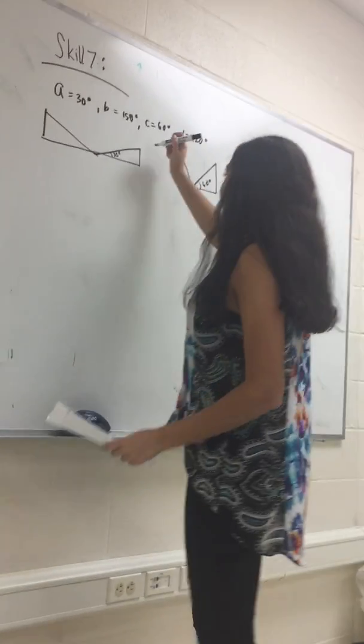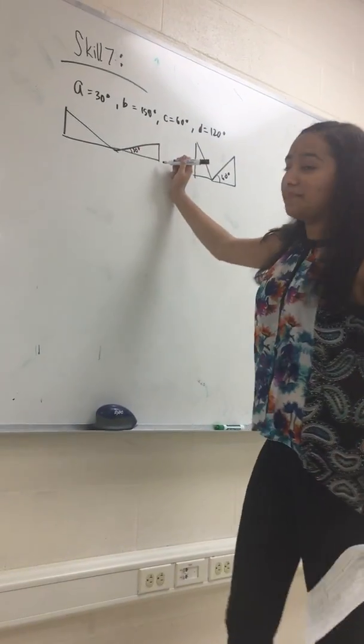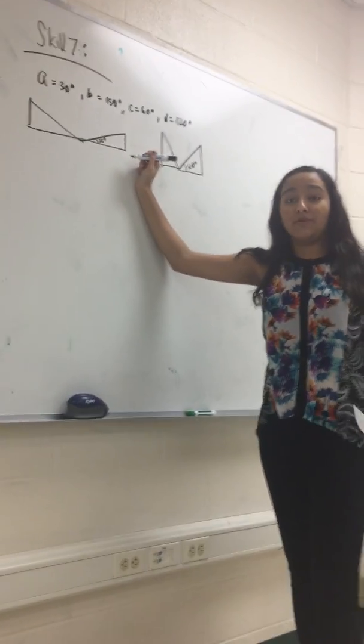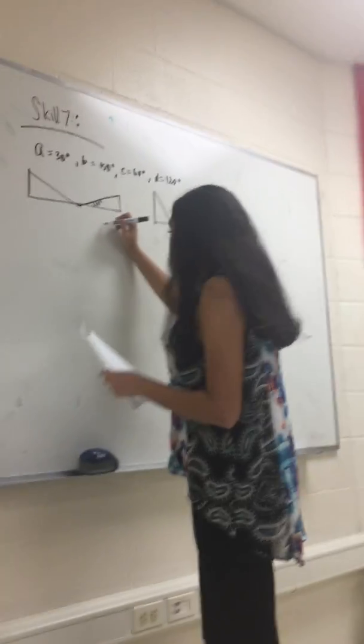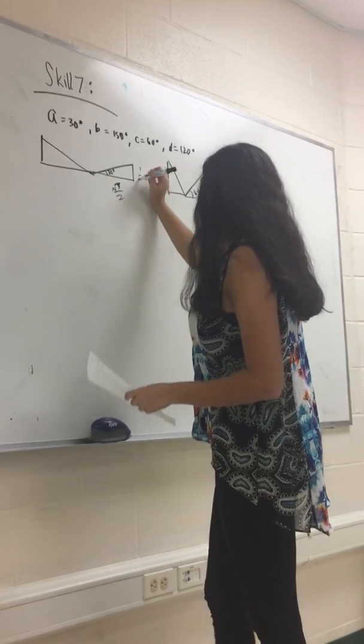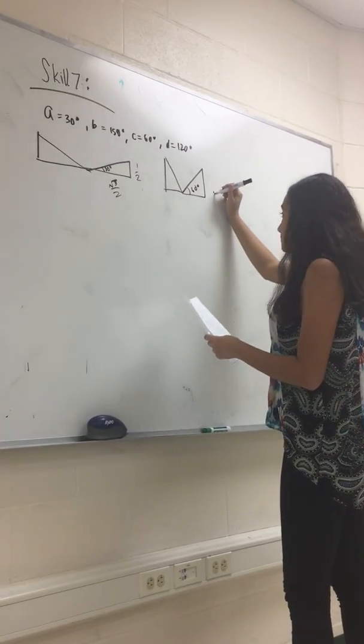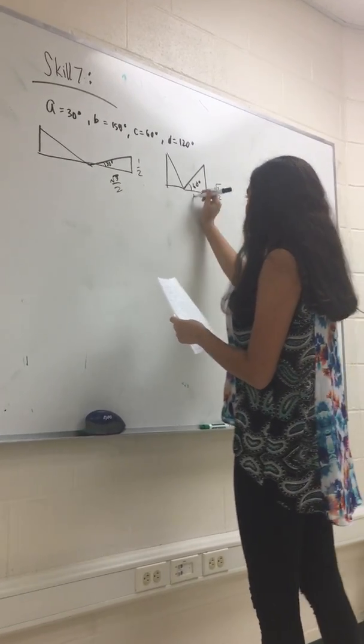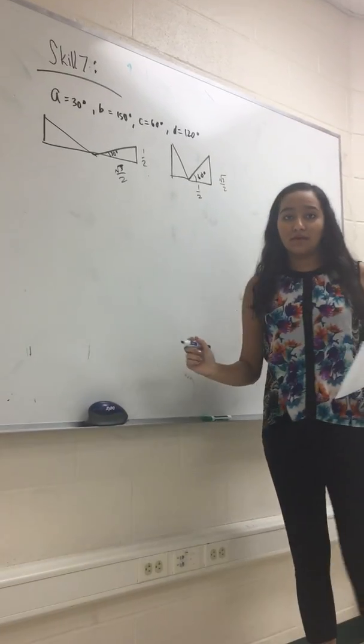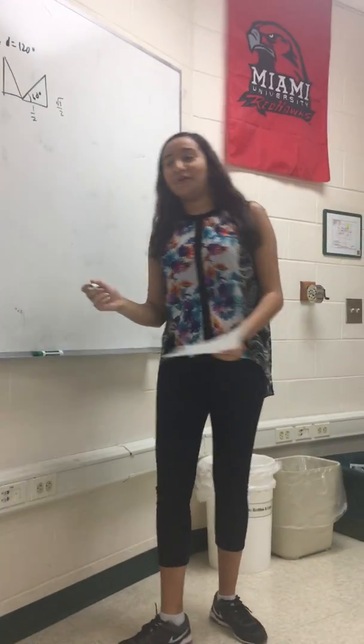And so you know this length and this length based on the coordinate on the unit circle. For example, this would be root 3 over 2, and this would be 1/2. And for this set of triangles, this would be root 3 over 2 here, and then 1/2 over here. Any questions so far?